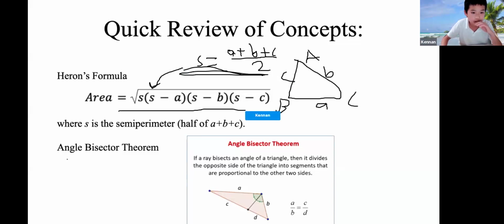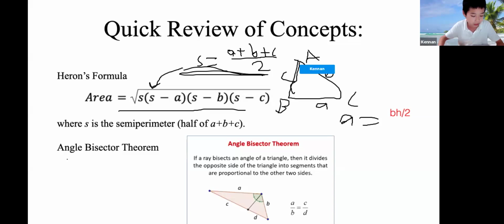For the proof, first we know the area equals base times height over 2, right? Let's say we have a as the base. We want to calculate the height from A to BC. So let this be h, and we want to calculate h.